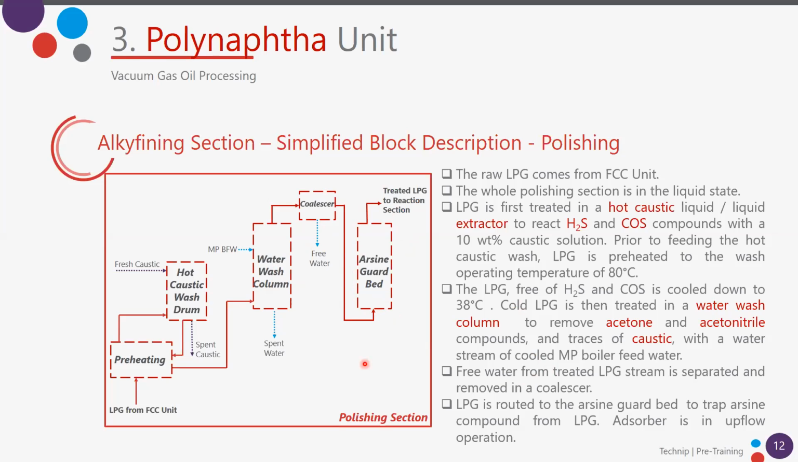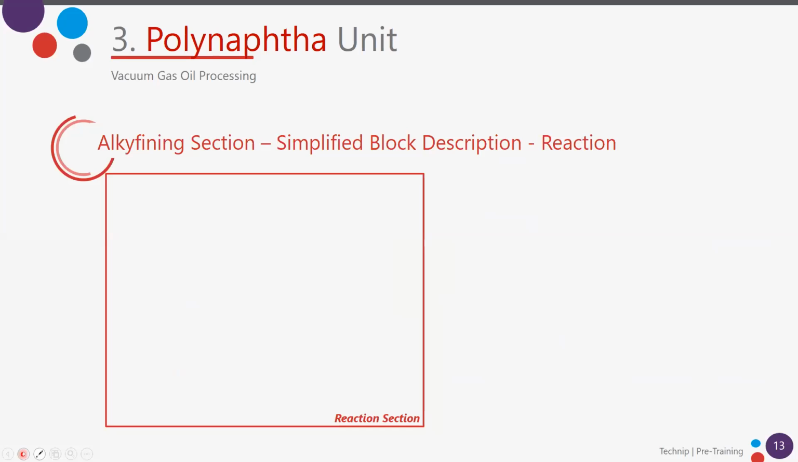Now we will go to the reaction section. Remember, the main purpose of this section was to selectively hydrogenate the butadiene that will take place in the reactor. But first, we had to remove the contaminants for the catalyst. So we will go to the reaction section.